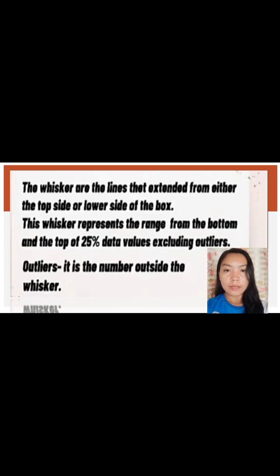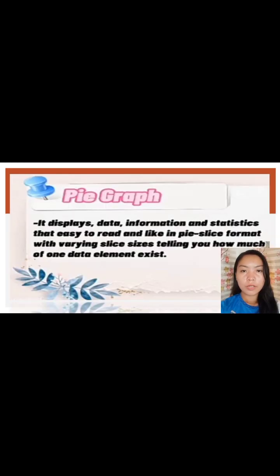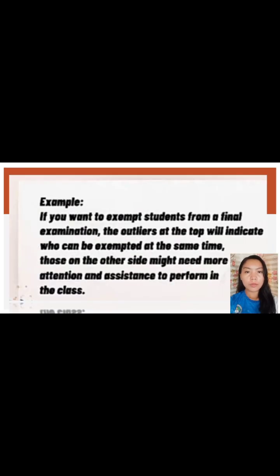The whiskers are the lines that extend from either the top side or lower side of the box. This whisker represents the range from the bottom and the top 25% of data values, excluding outliers. Outliers are the numbers outside the whisker. For example, if you want to exempt students from a final examination, the outliers at the top will indicate who can be exempted. Those on the other side might need more attention and assistance to perform in the class.